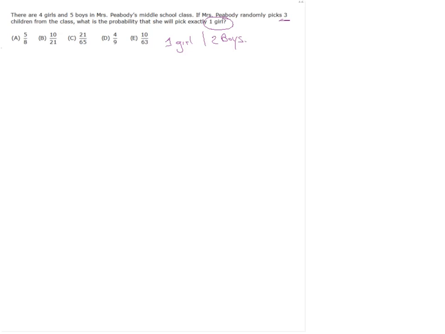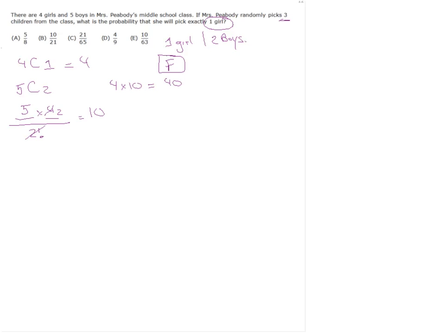So if we're looking at the girls, we're saying 4 choose 1 for the number of girls, that's 4. And then 5 choose 2 for the number of boys, which is 5 times 4 over 2 factorial, which is 10. So we get 4 times 10, which is 40. That's the favorable outcomes. We'll denote it with a big F.